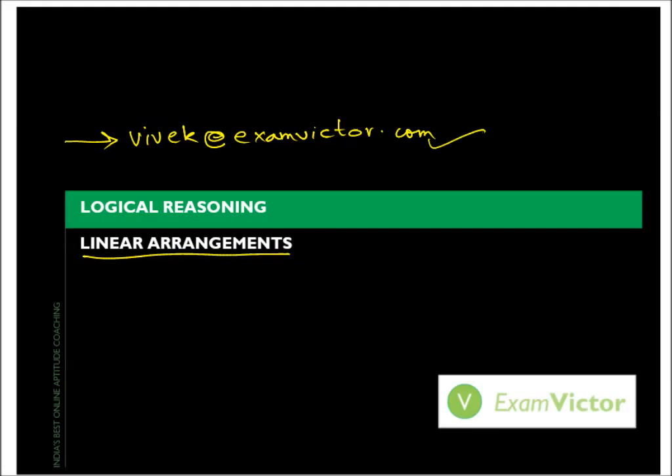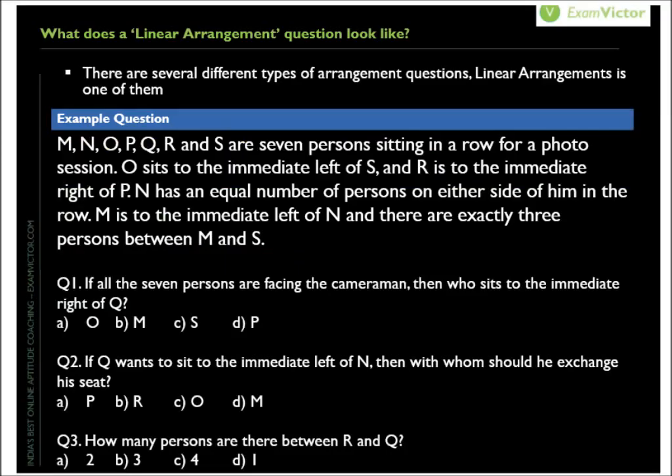Alright, moving on. So what is a linear arrangement question? Linear arrangement questions deal with arranging objects typically in a line or a row. The word linear implies that it is in one dimension. So it's going to be one dimensional. An example question is here. So M, N, O, P, Q, R, S are 7 persons sitting in a row, right? We'll see how to solve this question later. For now, I just wanted to show you how a typical question looks.